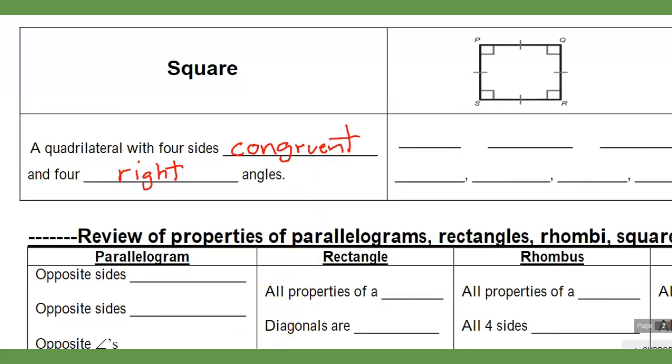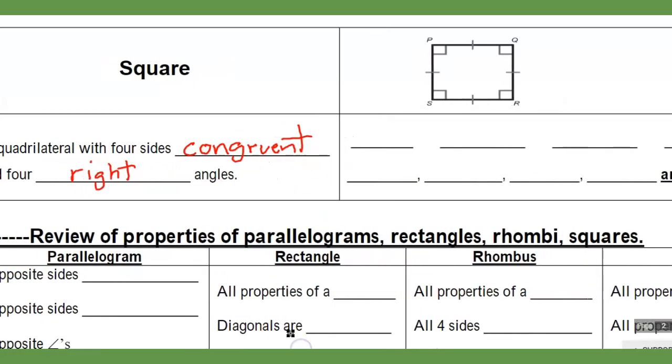So basically, this top one, what is this shape that has 4 congruent sides that we just talked about? Yeah, so we're talking about a rhombus here. And what is the shape that has 4 congruent right angles? Rectangle, yeah. So we're just taking the properties of a rhombus and a rectangle, and you put them together, boom, got a square.